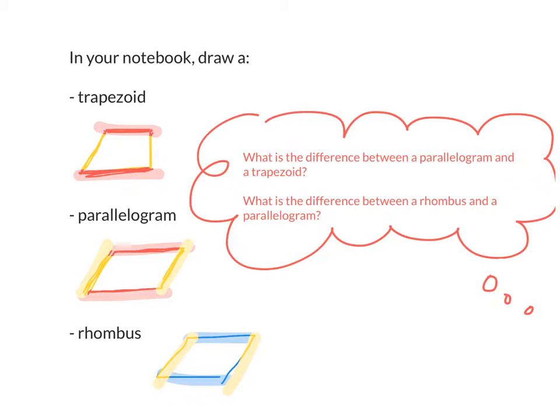Now, I'm not using a ruler, you are, but the person looking at your book doesn't know for sure if they're congruent. So how could you show that all four sides are congruent? You can use tick marks. So when you draw a rhombus, make sure you draw tick marks to show that all four sides are congruent. So, what's the difference between a rhombus and a parallelogram? Well, a rhombus is just a special type of parallelogram where all four sides are congruent.